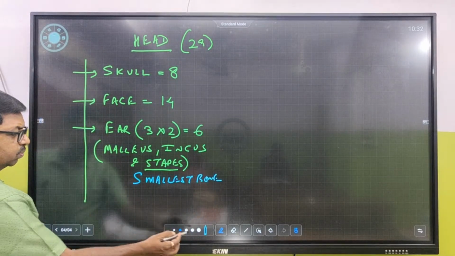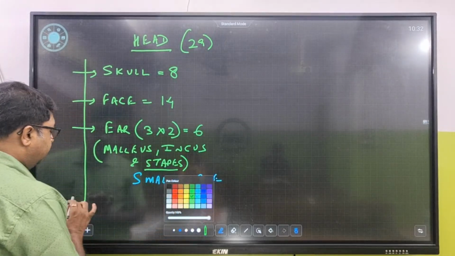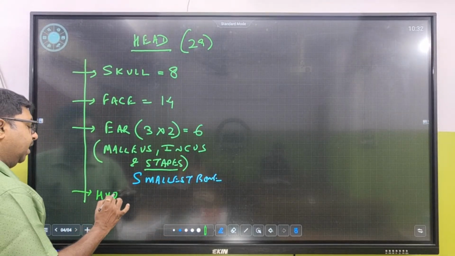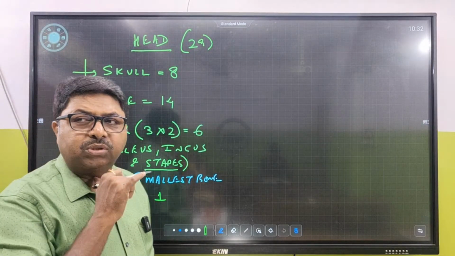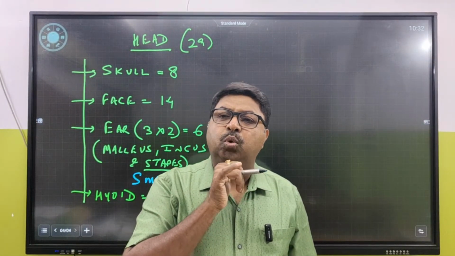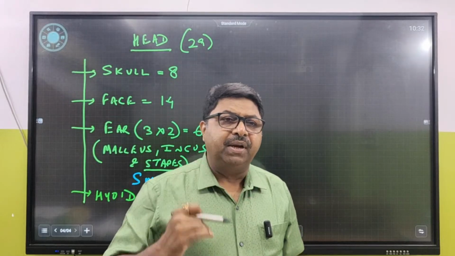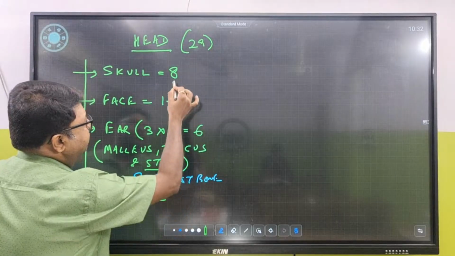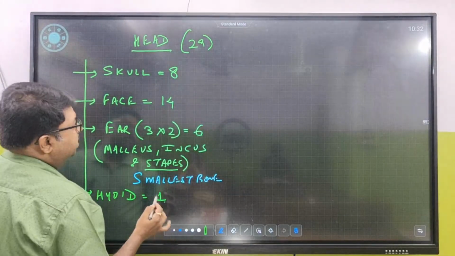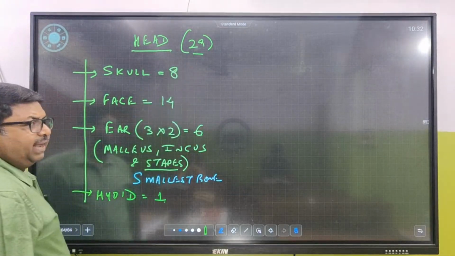Okay. And the last one is hyoid. The last one is hyoid bone. There's only one bone called hyoid which holds the tongue. It's present over here, and it controls the movement of the tongue. Now if you just add them, it comes to 29. So 29 bones are there inside the head.